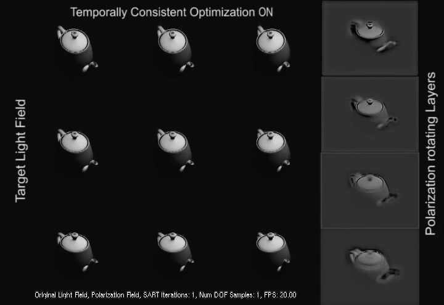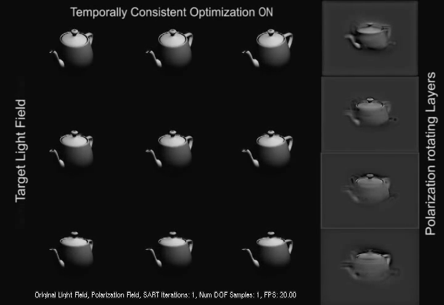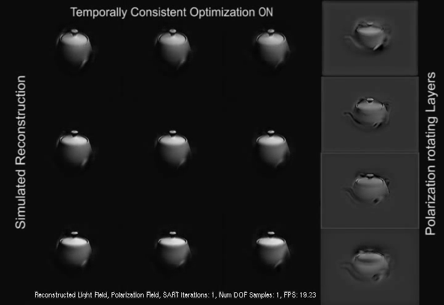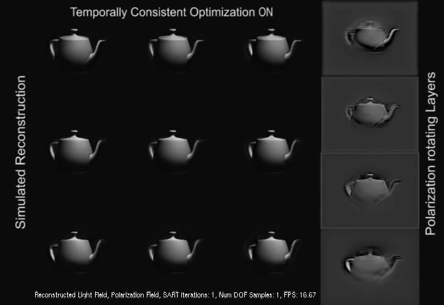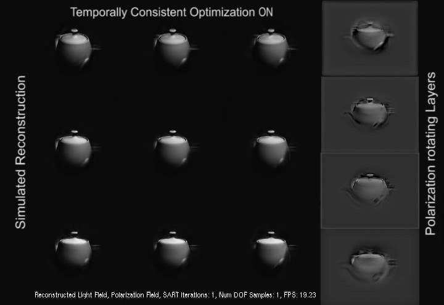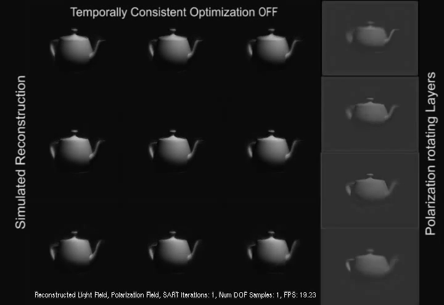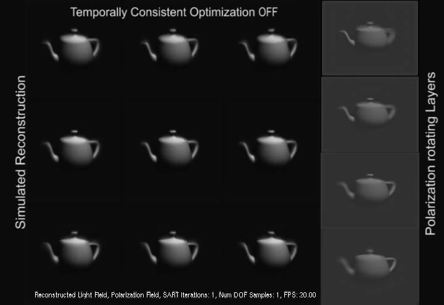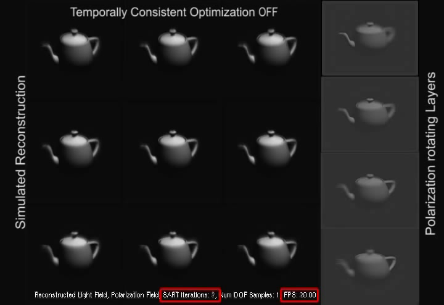In this iterative solver, we initialize the optimization at the current frame with the output of the previous frame. As seen in the simulated reconstructions on the left, this provides high frame rates at the cost of slight motion blur. The quality of static scenes, however, is progressively increased over time. To achieve similar quality without motion blur, the number of SART iterations per frame can be increased, thereby lowering the frame rate.